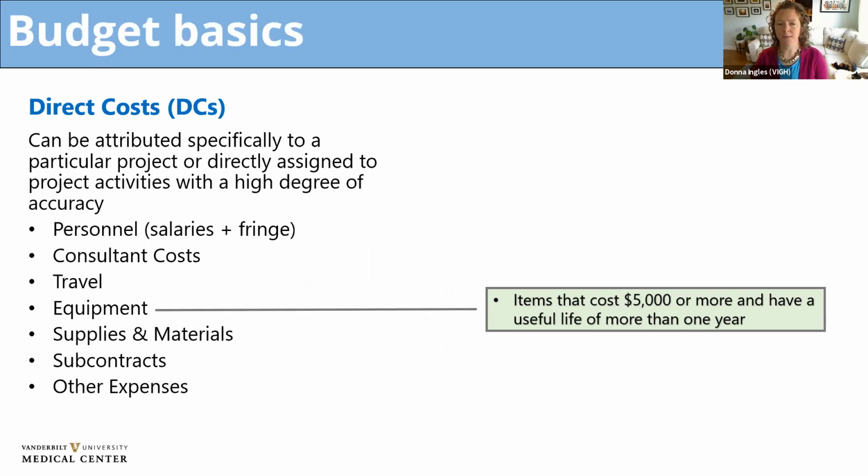Equipment includes any items that cost $5,000 US or more, and that's per item. And they must have a useful life of more than 1 year. So if they fit into that category, they are classified as equipment. And it's really important to separate these out from supplies and materials, because it affects, as you'll see in a moment, how indirect costs are calculated.